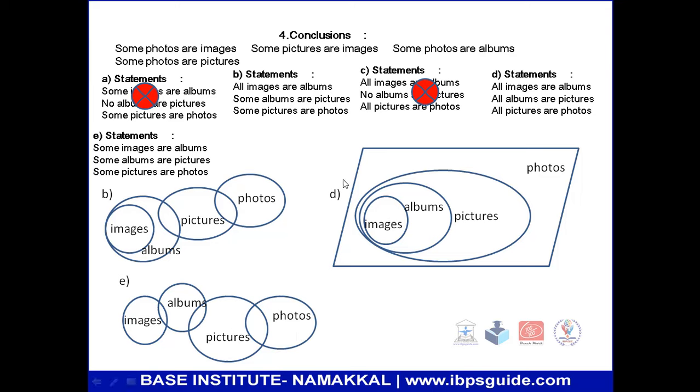When comparing the first sentence of the conclusion, some photos are images, there is no link between the photos and images in the other statements. And also the other sentences, some pictures are images, some photos are albums, some photos are pictures, will also follow in statement D. So statement D will be the answer. Okay guys, let's move on to the next question.